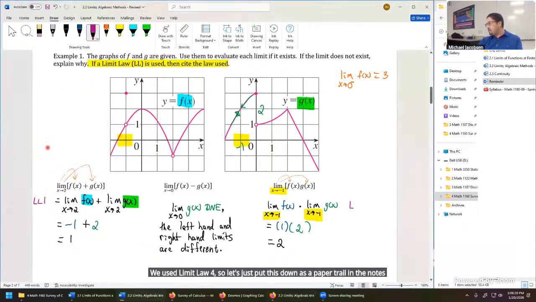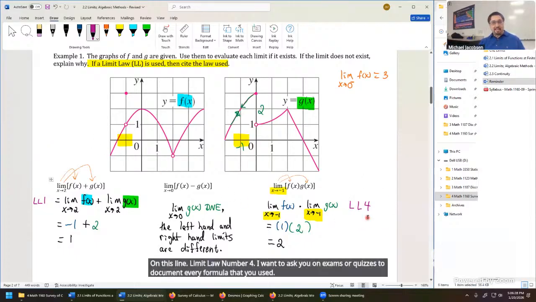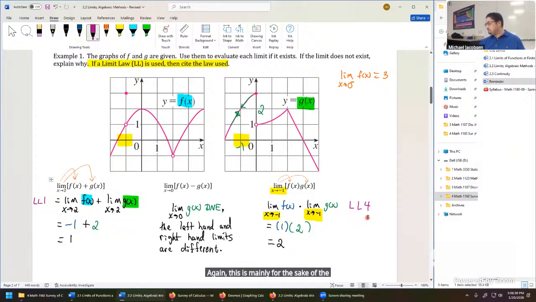What did we use on this line? Limit law number 4. I won't ask you on exams or quizzes to document every formula that you used. Again, this is mainly for the sake of the notes. So that's 2 limit laws we've used so far.